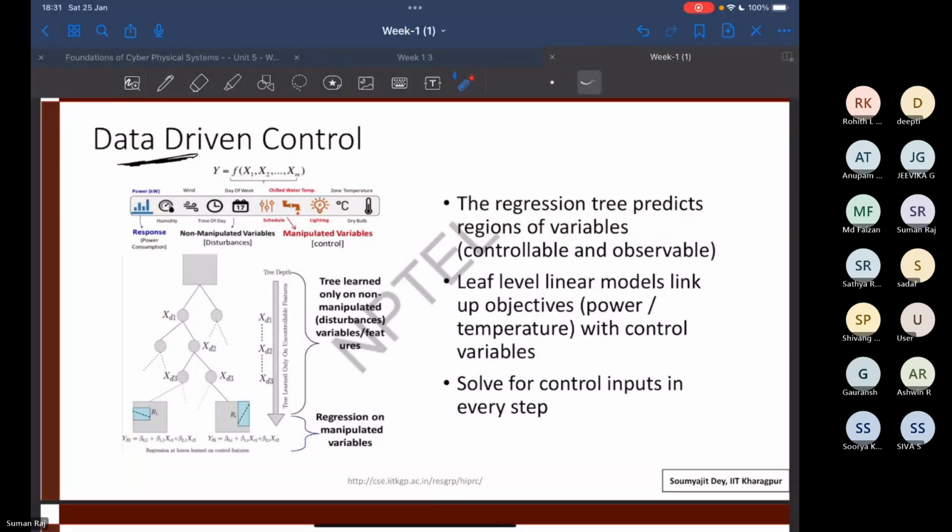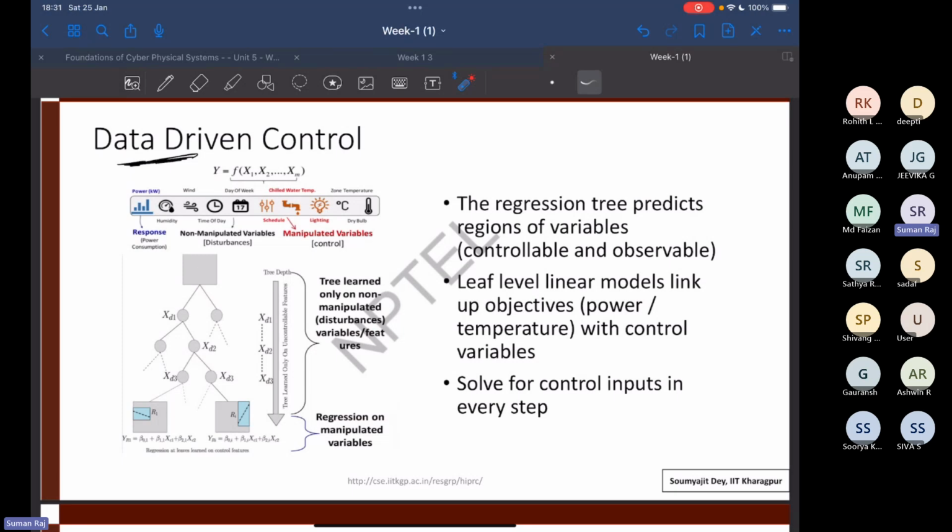And there is this tree learned only on non-manipulated variables or features. So there are these disturbances, and then you have regression on manipulated variables. So there are these two parts to it.